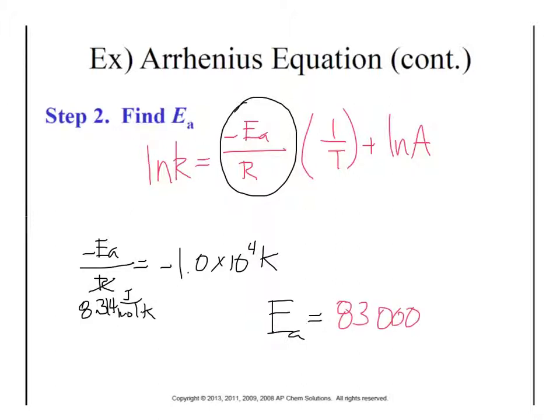83,000 joules per mole. So that means in order for this reaction to occur, each mole of reactant is going to need 83,000 joules of energy to get over that activation energy hump.